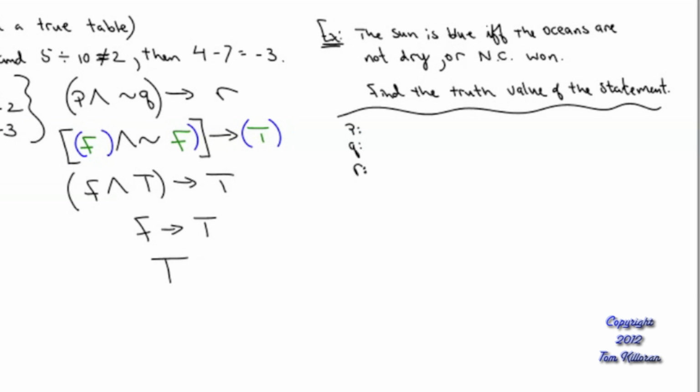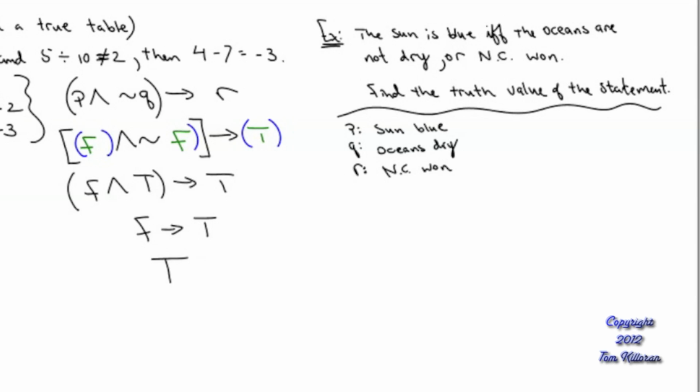The sun is blue. Sun, blue. Ocean's dry, right? Ocean dry. Because we cannot use the word not. And finally, North Carolina won. NC won.